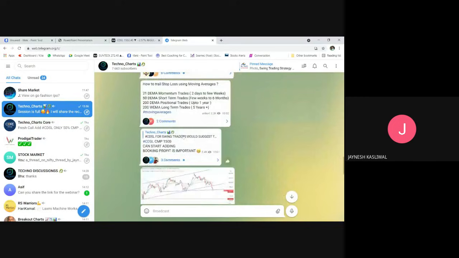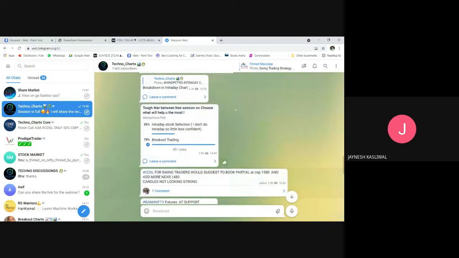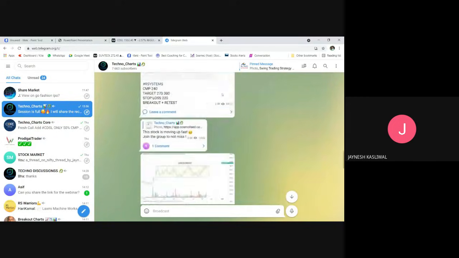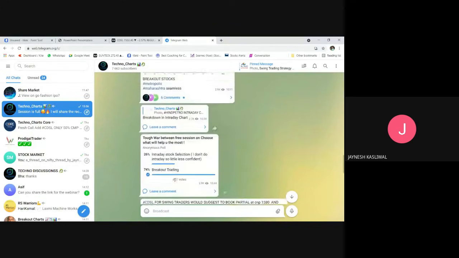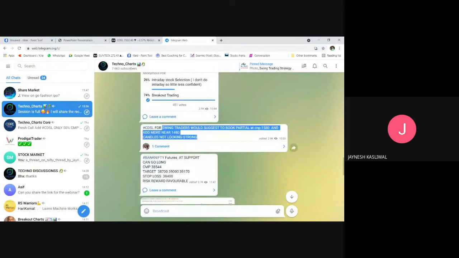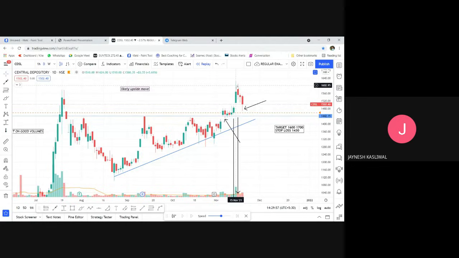Why I am showing this is, look, it has already happened on CDSL. For swing traders I would suggest to book partial profit at current market price 1580 and add more near 1480. And after that, during this candle, the price has fallen.